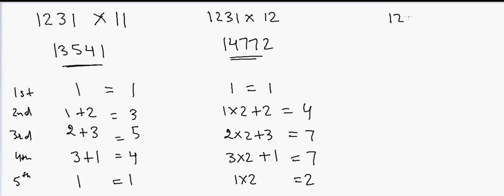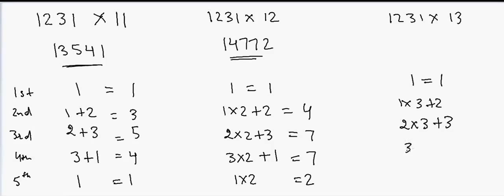Again, if I have to multiply by 13, then the answer will be equal to 1 into 1, 1 into 3 plus 2 into 1, 2 into 3 plus 3 into 1, 3 into 3 plus 1, and 1 into 3. So that will give me 3 plus 2 is equal to 5. 3 into 2 is 6 plus 3, 9, and 3 into 3 is 9 plus 1, 10. So here we have 10 and here we'll have 3.